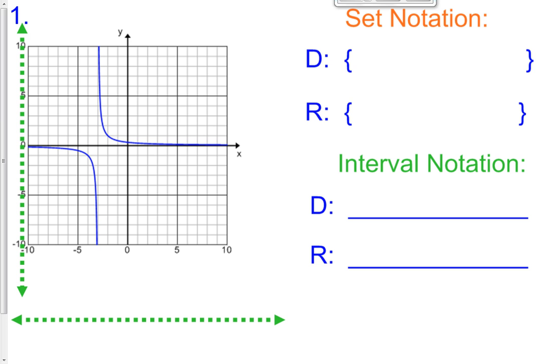So if we take a look at this graph right here, it goes infinitely to the left. It goes infinitely down, even though the arrows aren't on there, it's implied. It goes infinitely up, and it goes infinitely to the right. Okay? So here's what's happening.